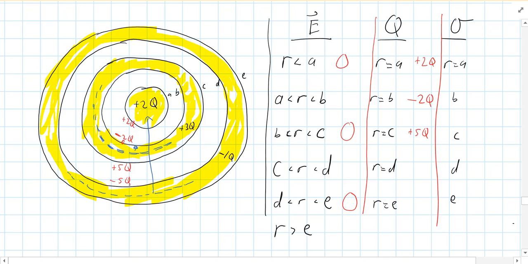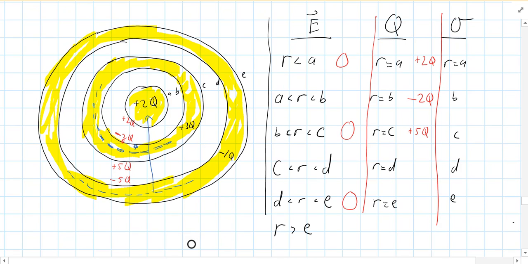And then if the total charge on the outer shell is negative 1q, negative 5q plus what equals negative 1q? Well, that's positive 4q. So on surface D, we have a negative 5q, and here we have a positive 4q. Okay.